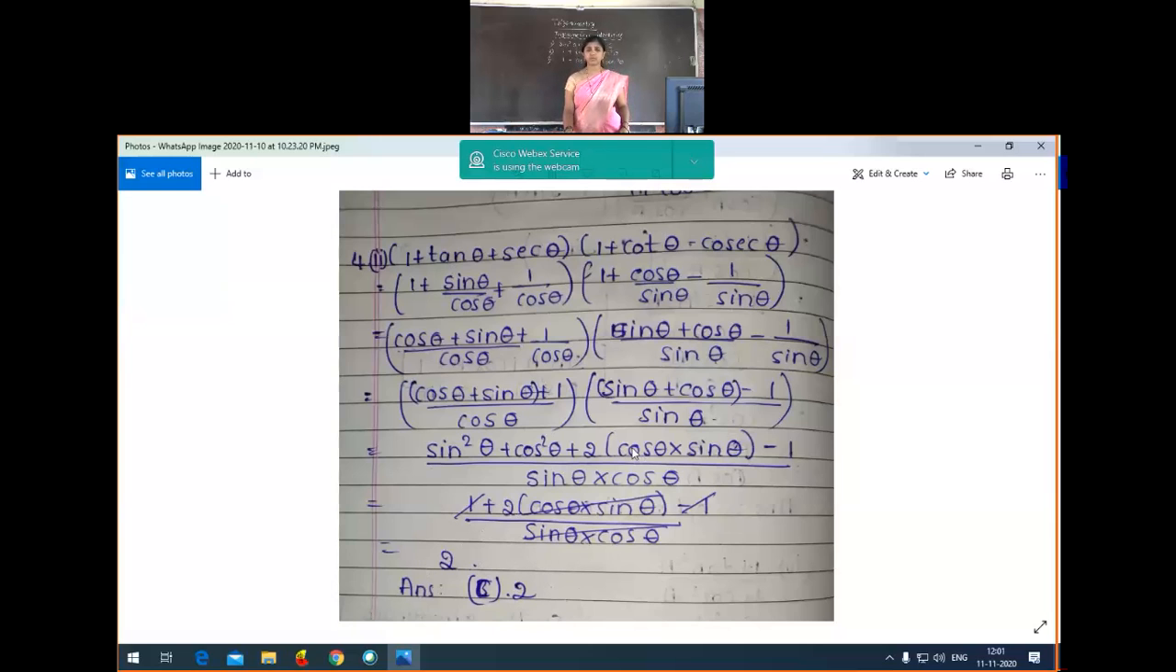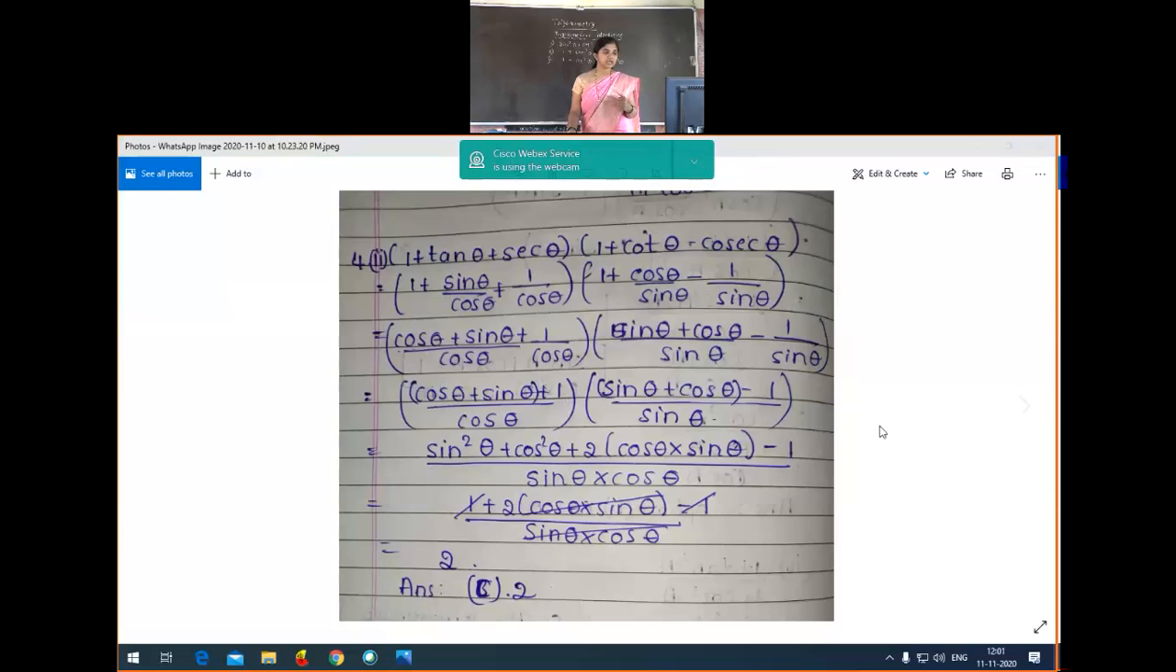Got the idea of this problem, student? The first step you have to be very sure about. What relationship do we have to take? Then just add these two, and we get cos theta plus sine theta plus cos theta. Take that as one group. Then plus 1 into minus 1, keep it separately. Just multiplication like this. So then the answer is 2. Got the idea of this problem, students?